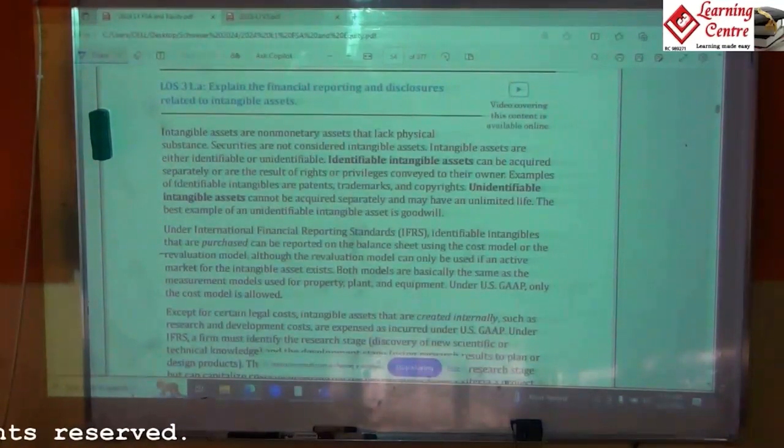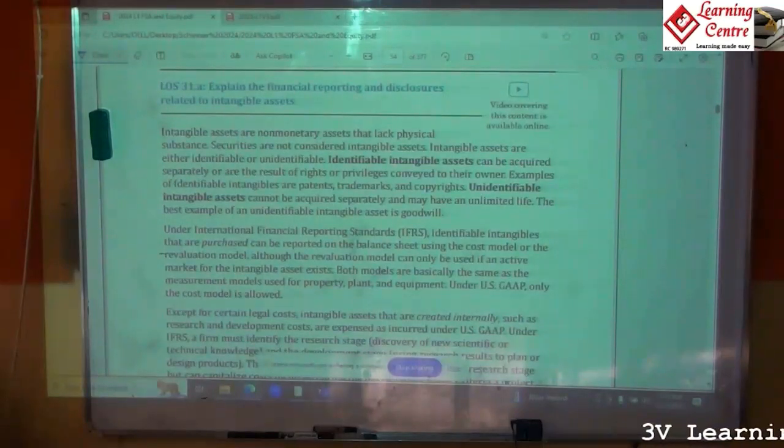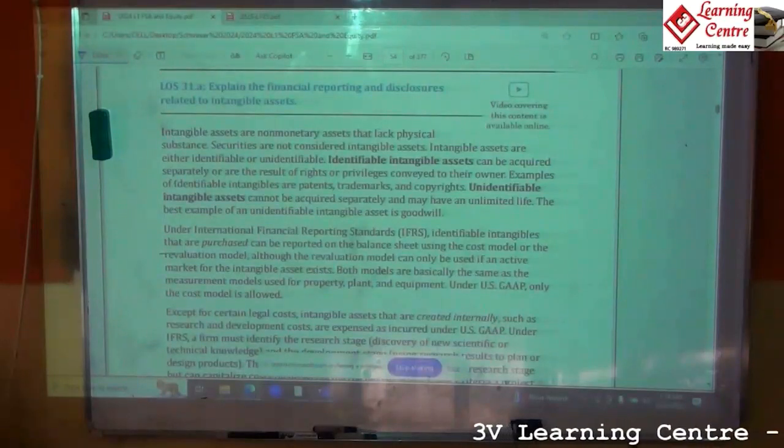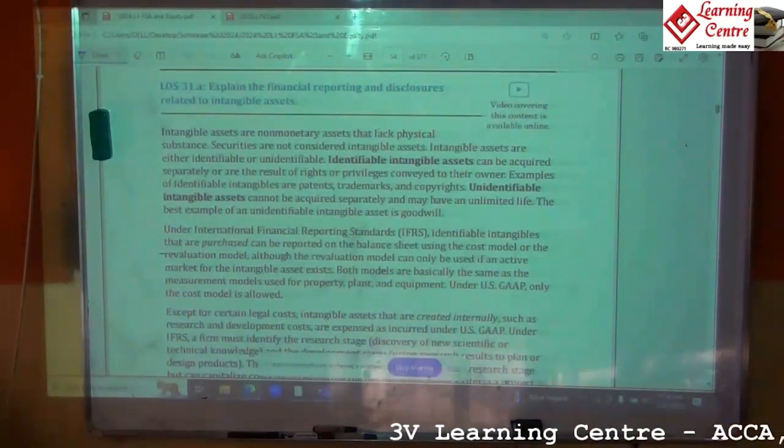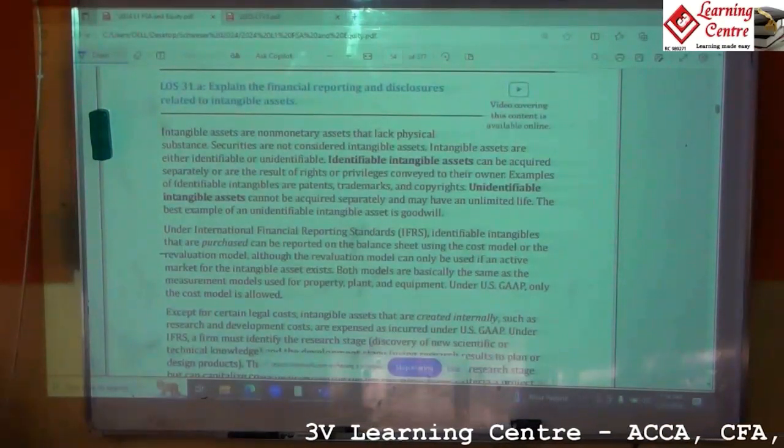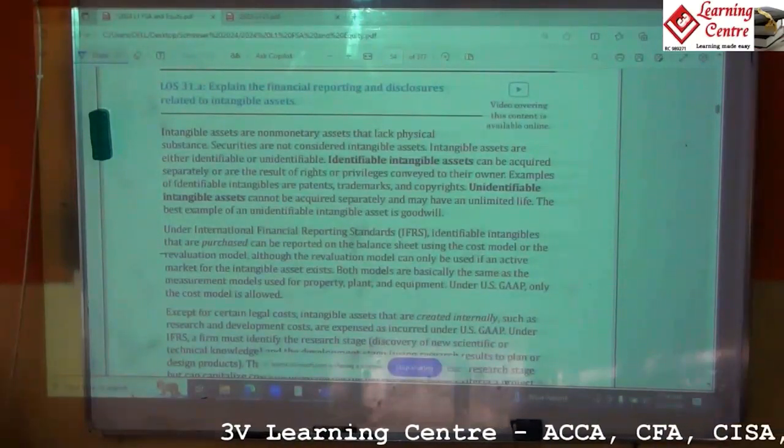So unidentifiable intangible assets cannot be acquired separately and they have unlimited life. Are you good? Any question? So let's go.